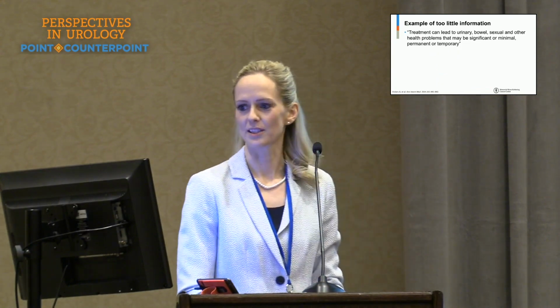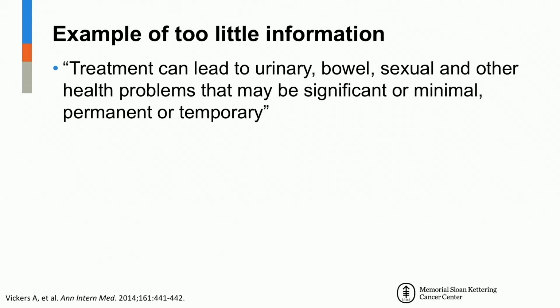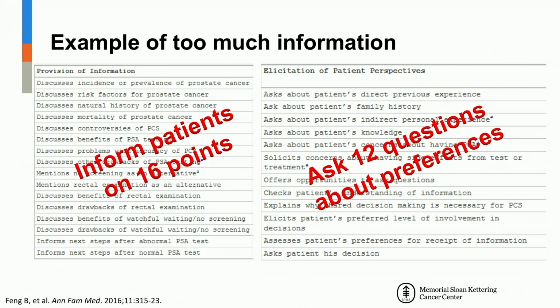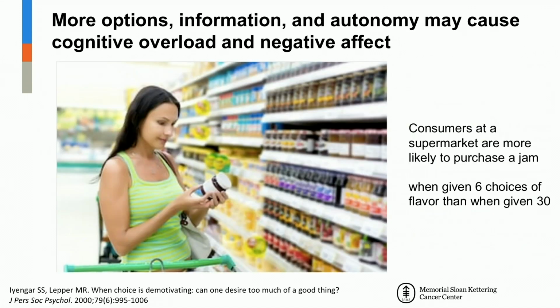Here's an example of too little information, one decision aid that says, treatment can lead to urinary, bowel, sexual, or other problems that might be significant or minimal, permanent or temporary. I really don't know how this information helps me decide. Here's an example of a decision aid that has too much information, where it's recommended that clinicians inform patients on 16 points and ask 12 questions about preferences. I don't see how that's clinically feasible to do.